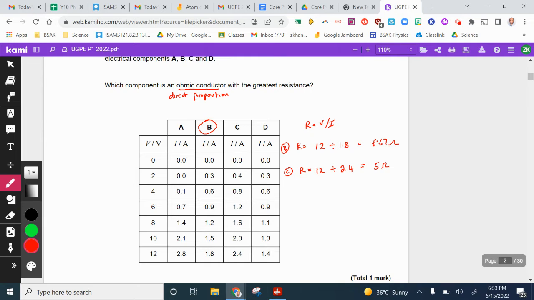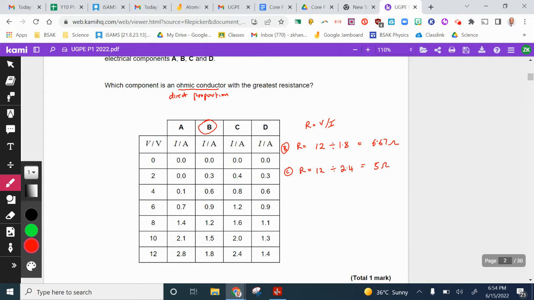So there's a possibility between B and C. D, you've got jumps of 0.3, 0.3, 0.3, then a jump of 0.2, 0.2, 0.1. So D is not jumping in the same proportion. So therefore D is out of the question. So now what we could do is the greatest resistance. We know resistance is voltage divided by current. So just pick any. So the voltage is 12 divided by 1.8.